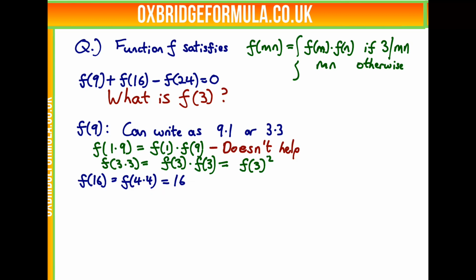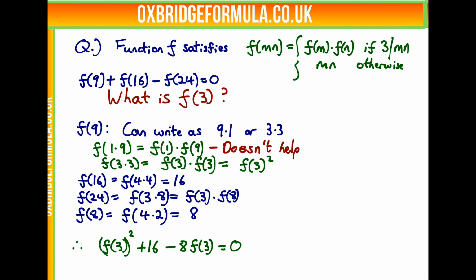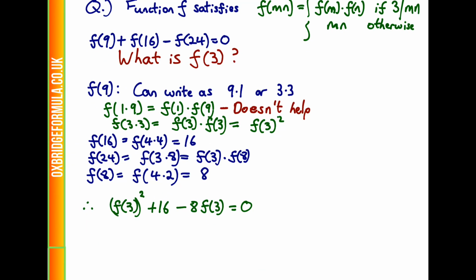And then what about f of 24? Well, in the same vein that we did for f of 9, we're looking for 3, because we're looking for f of 3. So one way we can do that is by considering f of 3 times 8. And that gives us f of 3 times f of 8. Okay, we got f of 8. What is f of 8? Well, by the same argument as f of 16, f of 8 is just 8. And therefore, if you plug this back in, you get f of 24 is 8 times f of 3, which gives us minus 8 f of 3.